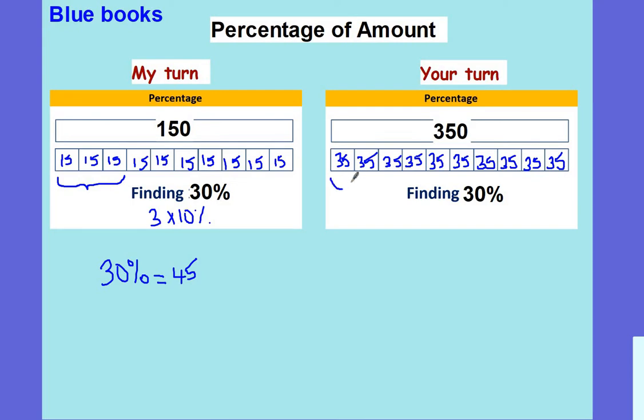Three of these little boxes will add up to 30%, which is 35 times 3, which will give me 105. Please make sure you've got this correct in your dark blue book now.